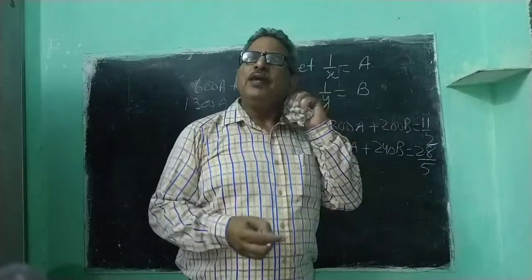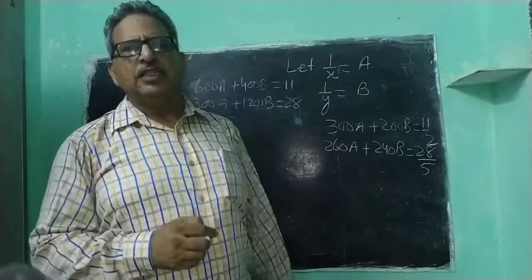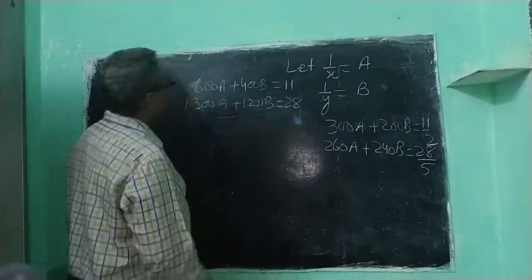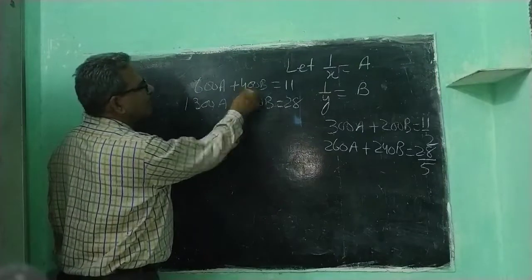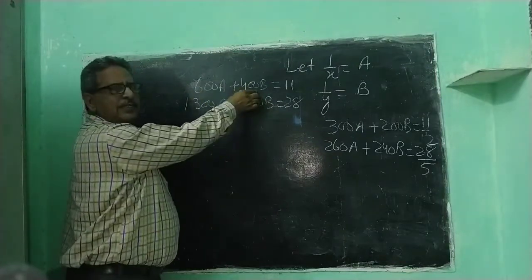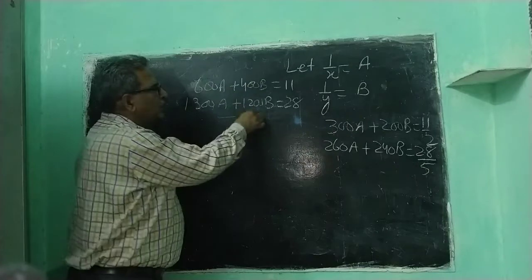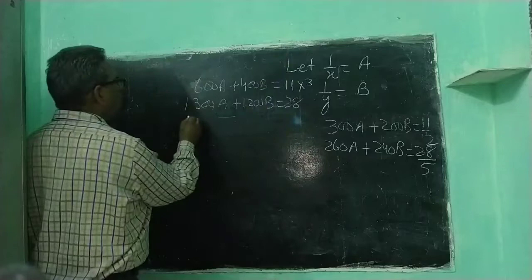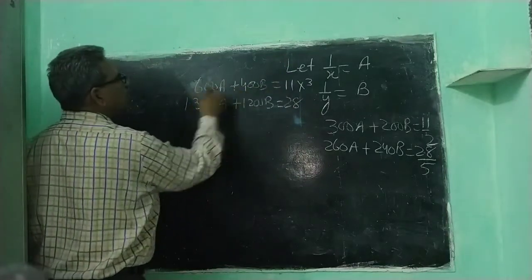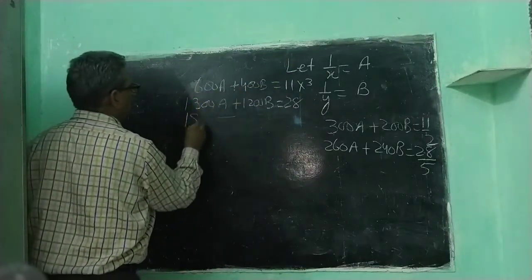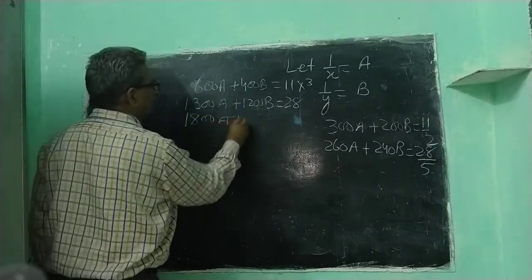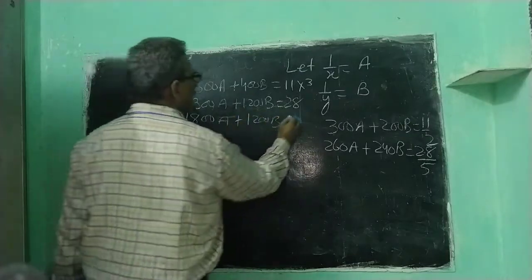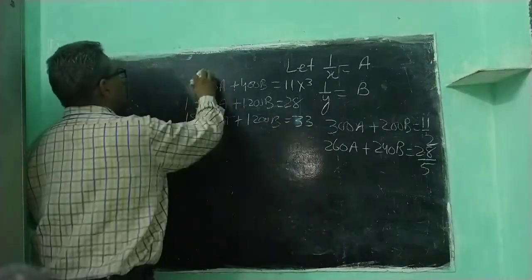So as, beta, we have done the elimination method, it is suitable here to use. Better simply multiply this equation by 3. We shall get 1200, so here is already 1200. So multiply this equation by 3. What we get? 1800a plus 1200b is equal to 33.